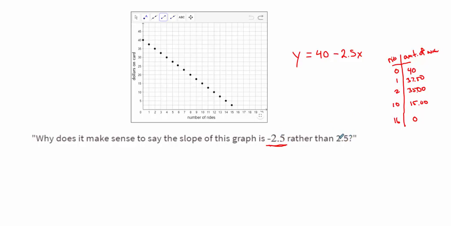If it was positive 2.5 or positive $2.50, he'd be adding money onto his card, right? But he's taking away money from his card. He's taking away $2.50 every time he takes a ride. And it makes a graph that's going down. Every time the x value goes up, the y value is going down.